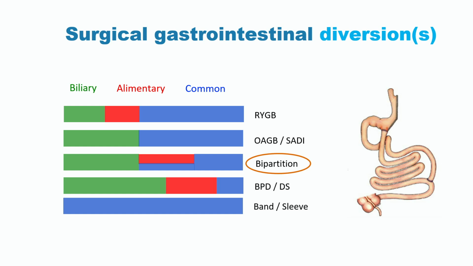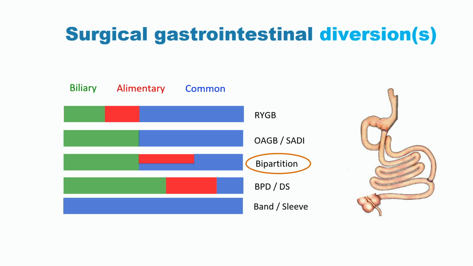So if you followed me, glucose absorption goes with the blue, with the common limb. So we know that as long as the common limb, the blue one, is getting shorter, glucose absorption will decrease, postprandial glucose excursion will decrease, and diabetes will do better. And that's why duodenal switch is the best operation, because the common limb is so short.